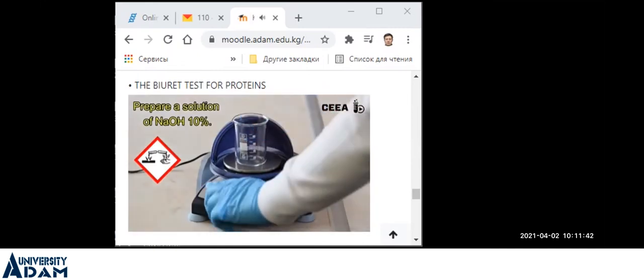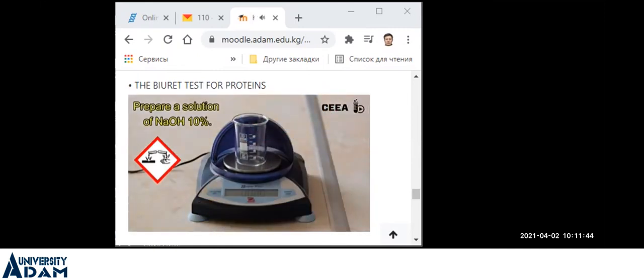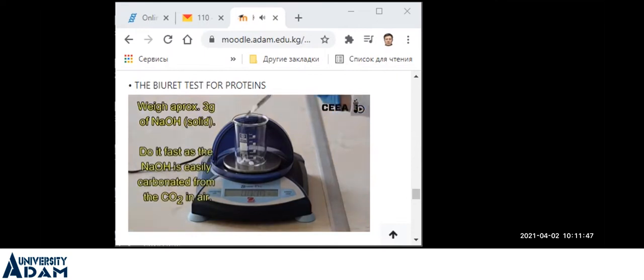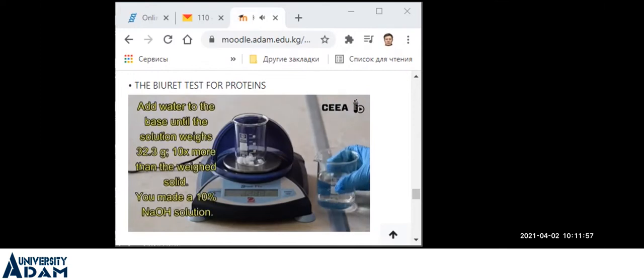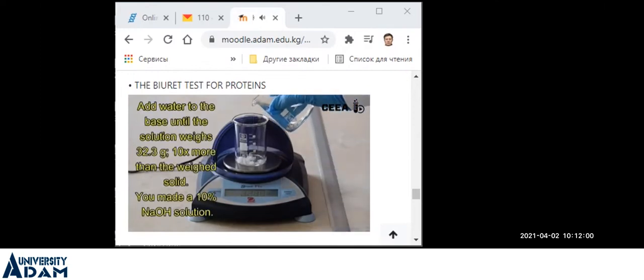Watch how a 10% solution of sodium hydroxide can be prepared. As this base is conditioned as pellets, it's very difficult to weigh a fixed amount due to the pellets' lack of uniformity. After a certain mass is weighed, add distilled water until you reach 10 times the mass of the weighed base. So you get a 10% solution of sodium hydroxide. Handle carefully the sodium hydroxide as it is very caustic.